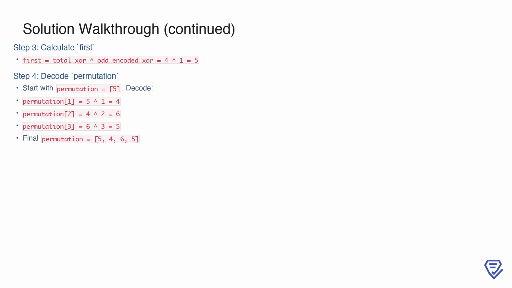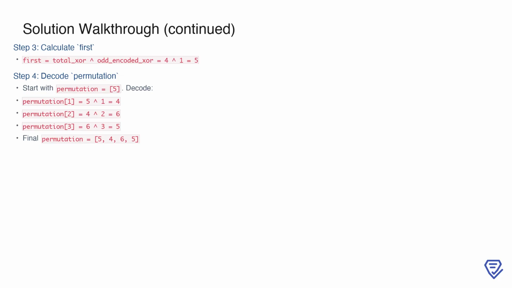To decode the permutation, we initialize it as 5. For the second element, we compute 5 ^ 1 equals 4, resulting in 5, 4. For the third element, we compute 4 ^ 2 equals 6, giving 5, 4, 6. For the fourth element, we compute 6 ^ 3 equals 5, completing the permutation as 5, 4, 6, 5.